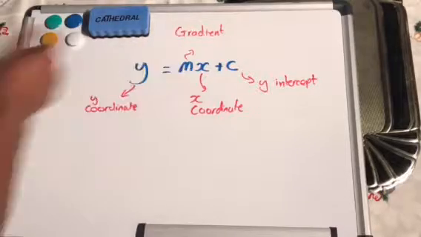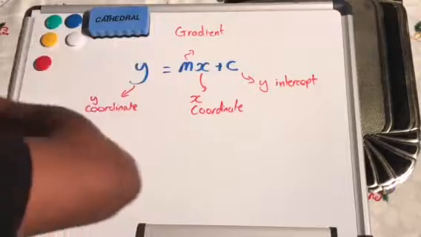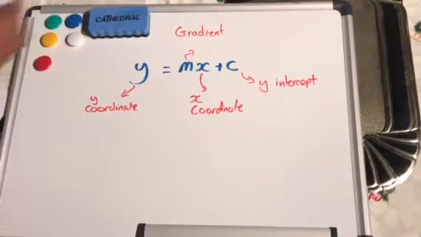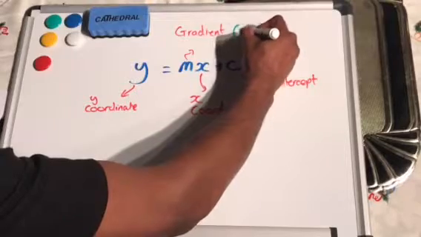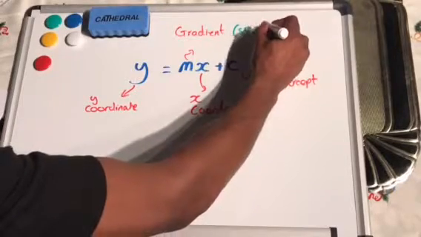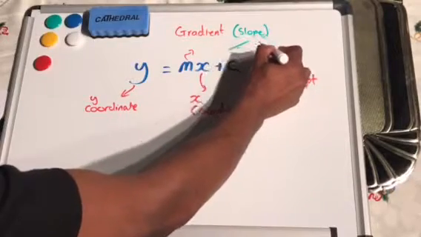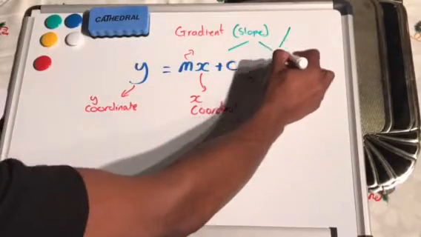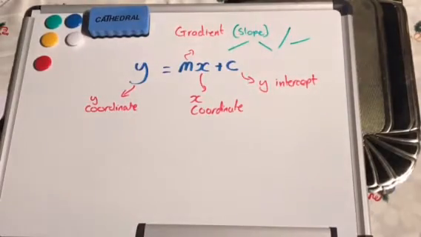So the gradient. The gradient is the word given describing the slope of the line. So how the line slopes. Does it slope upwards, downwards? Is it steep? Is it not so steep? Does it slope positively? Does it slope negatively? Is it very steep, or is it not so steep? All these different types of diagonal lines. This is the slope. The gradient describes that slope.